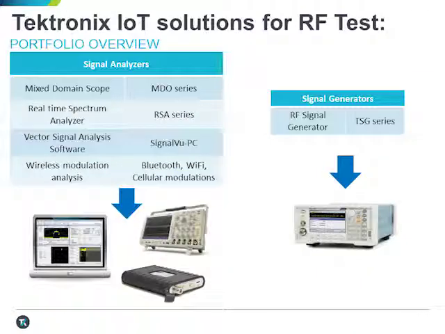Be aware that we offer excellent solutions for testing the RF blocks of your IoT device. Tektronix offers the MDO series of oscilloscopes with correlated time and frequency domain measurements. The RSA series instruments are compact real-time spectrum analyzers. SignalView software provides vector signal analysis and wireless modulation protocol analysis. Vector signal RF sourcing is provided by the TSG series signal generators. Tektronix and Keithley can help you with all your IoT product measurement challenges.